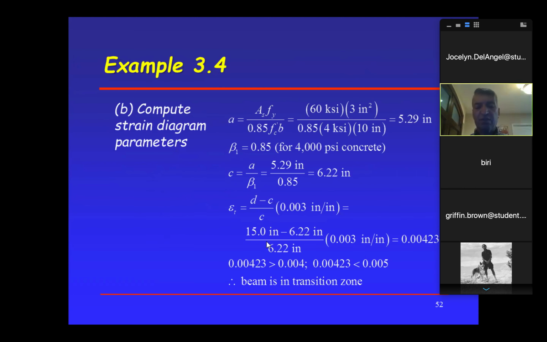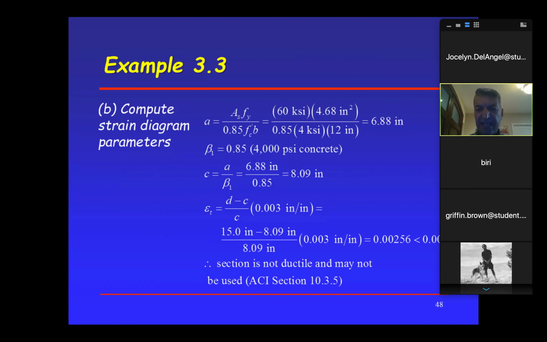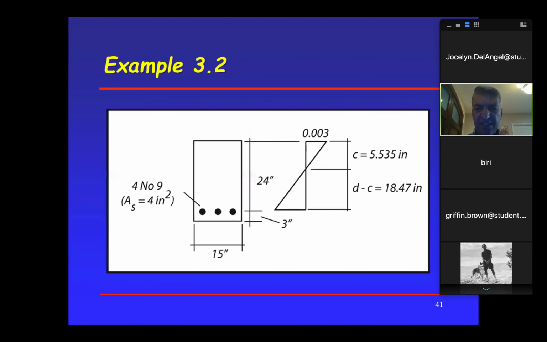All right, so go through the same process. a equal to this. We go a little faster now. 5.29. Beta 1, again, 0.85 because it's 4,000 psi concrete. c equals a over beta 1. Epsilon t is that. You plug in the numbers, look what epsilon t is, 0.00423. See that? So let's go to the graph. 0.00423, that's the strain in the steel.